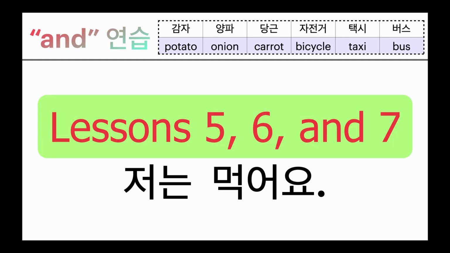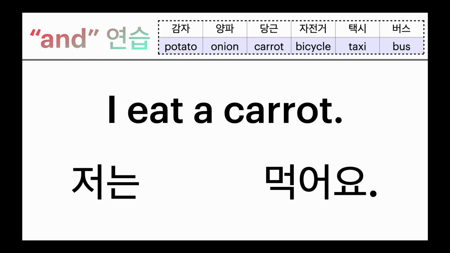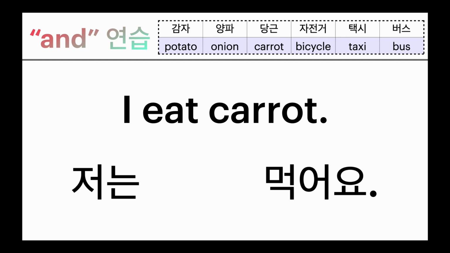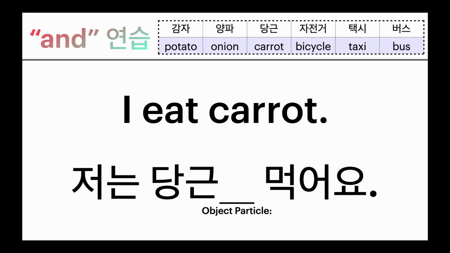Again, I'll put it on the screen because I can't remember what lesson number. Okay, I eat a carrot. Now this sentence, I eat a carrot or I eat carrots, both in Korean can go ahead and just be I eat carrot. So what do you think? 저는 당근. And what goes here? Here we need the object particle, which is 를 and 을. Because 당근 ends with a consonant, we will add 을. 저는 당근을 먹어요.